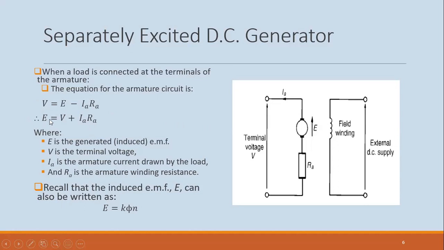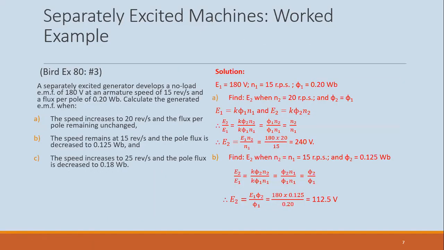So I can now write an equation for the induced or generated EMF. It would be equal to the terminal voltage plus the voltage drop across the armature winding. But remember that E is also equal to K phi N. So this E here is also equal to K phi N, and more interesting relationships can come up as a result of that. Right away into a problem, an example.